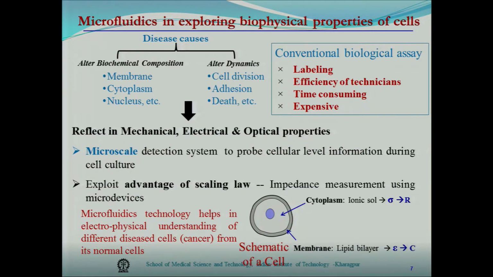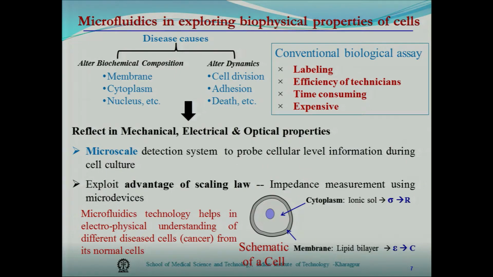Starting with that, the disease causes alterations in the biochemical compositions. Biochemical compositions means the membrane, cytoplasm or nucleus will alter, and it will also alter the dynamics of the cell division, adhesion and the death process. All these things will be affected.